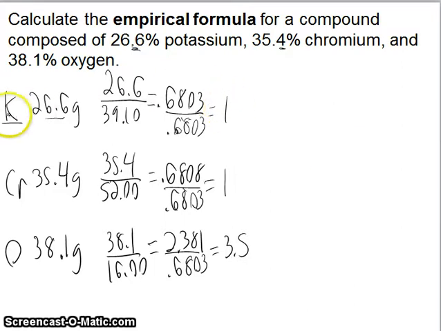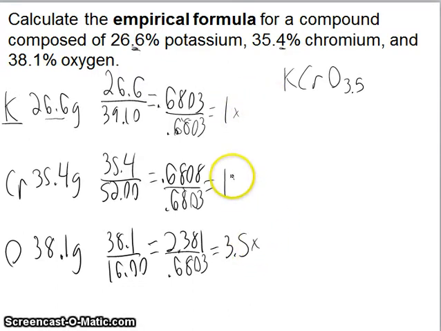These numbers tell us the number of each one of these elements in a compound, but we can't have K, Cr, O, 3.5. So the next step comes into play. We need to multiply until whole. So what you're going to do is multiply each one of these numbers by a number to make them whole numbers. In this case, 3.5 times 2 would be 7.